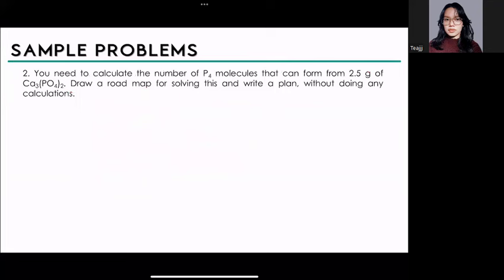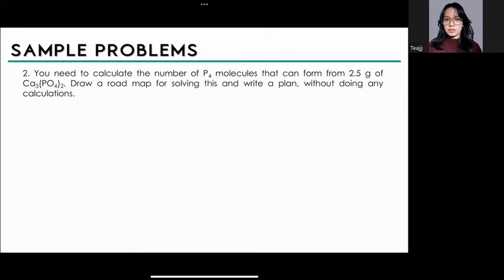Now, on number 2, we are given a situation. So you need to calculate the number of phosphorus molecules that can form from 2.5 grams of calcium phosphate. Now, hindi tayo sinabihan na mag-solve. Pinapagawa lang sa atin is to draw the roadmap. So what's your plan for solving this without doing any calculation? So we're going to draw a diagram that you can see sa book. If any of you open the reference books that I provided, you'll be able to see yung mga diagrams doon. So that's what the roadmap they're talking about is.